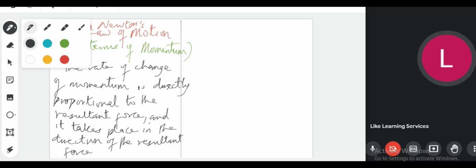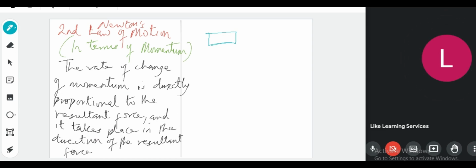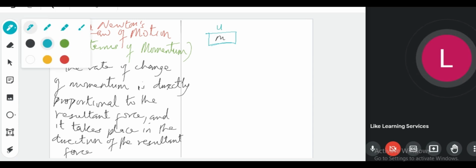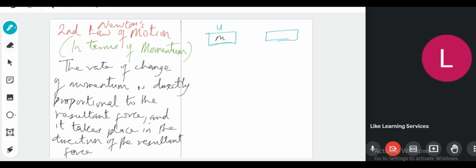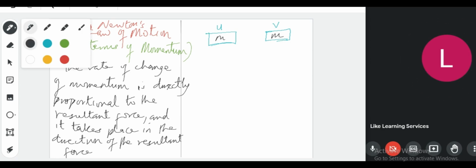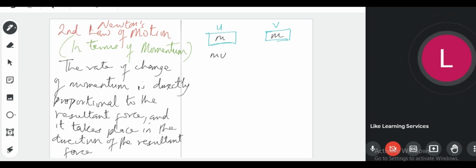Momentum itself is mass times velocity. A simple illustration could be this. If an object of mass m starts with an initial velocity u, and later this same object of the same mass changes to another velocity v, same mass m. The initial momentum is mu. The final momentum is mv.